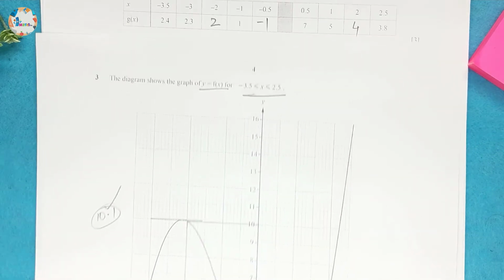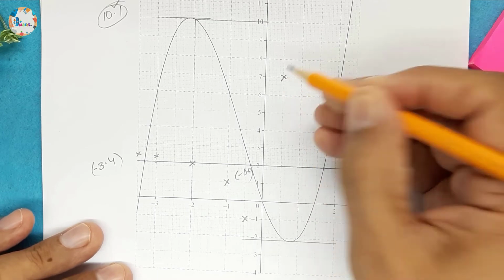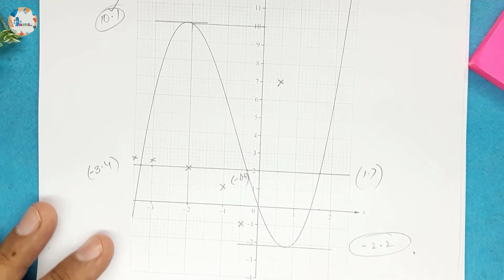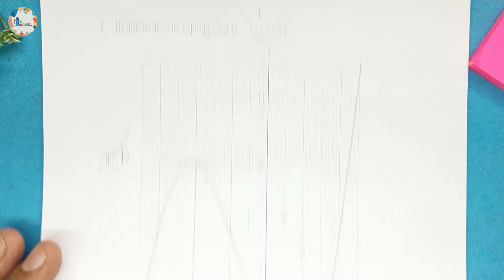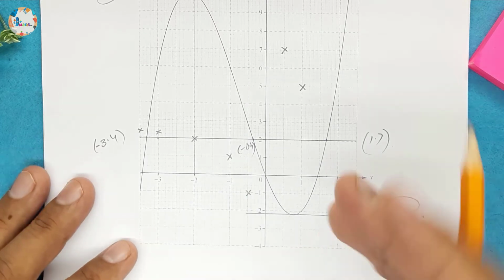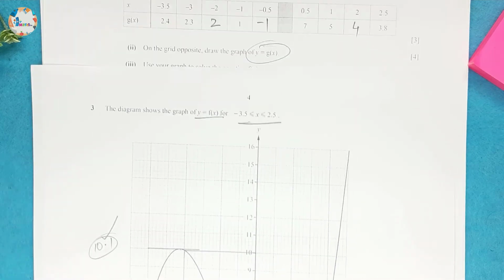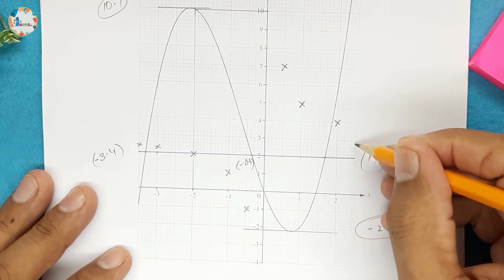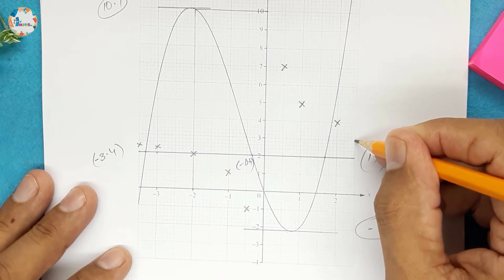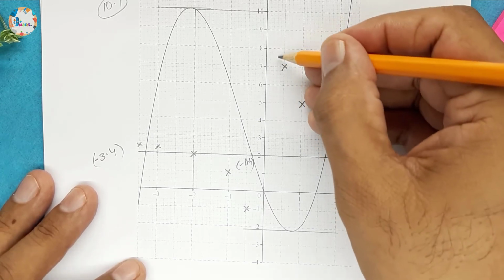And the second portion will be 0.5 and 7. So 0.5 over here and 7 will be this mark. And 1 and 5, so 1 and 5 will be this mark. Then third one is 2 and 4. So 2 and 4 will be over here, and the last one is 2.5 and 3.8. 3.8 will be this mark. So we are done with this also.